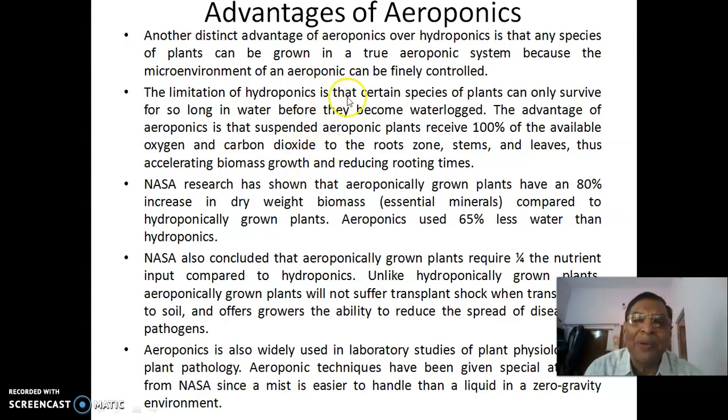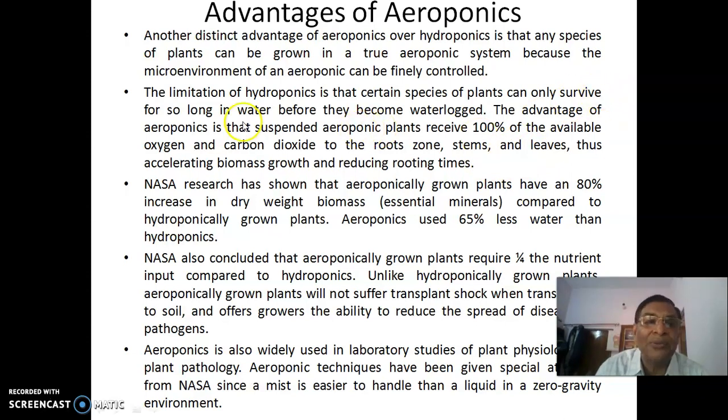The limitation of hydroponics is that certain species of plants can only survive for so long in water before they become waterlogged. In hydroponics also, whether it is static or running, some kind of waterlogging is again experienced. Therefore, the advantage of aeroponics is that suspended aeroponic plants receive 100% of the available oxygen and carbon dioxide to the root zone, stems, and leaves also, thus accelerating biomass growth and reducing rooting times. Root development is very fast.